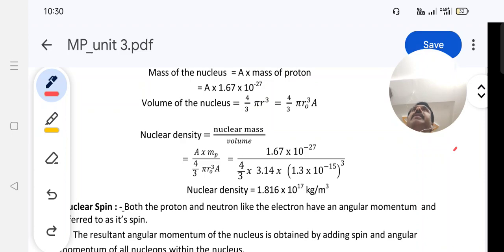It means that irrespective of the size of the nucleus, or number of protons, or atomic number, the density of all nuclei remains constant, which will be in the order of 10 power 17 kg per meter cube.